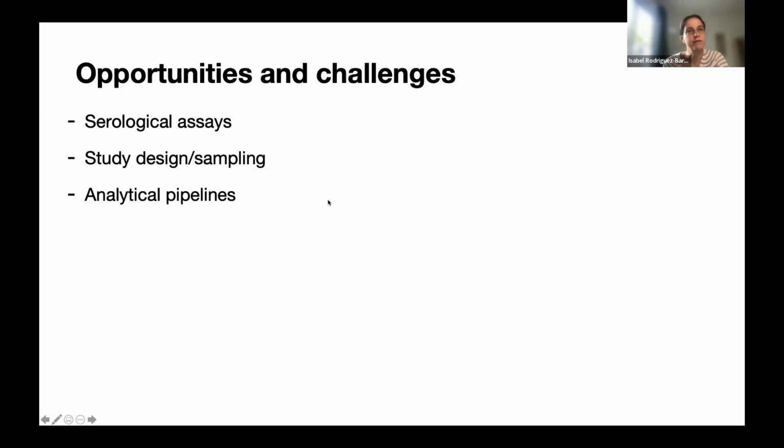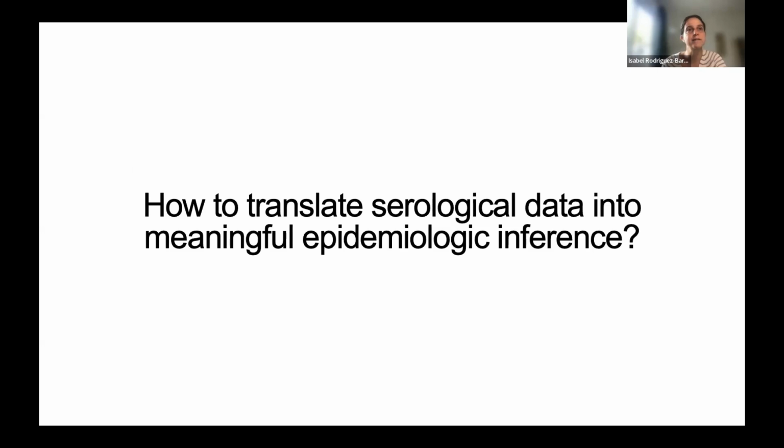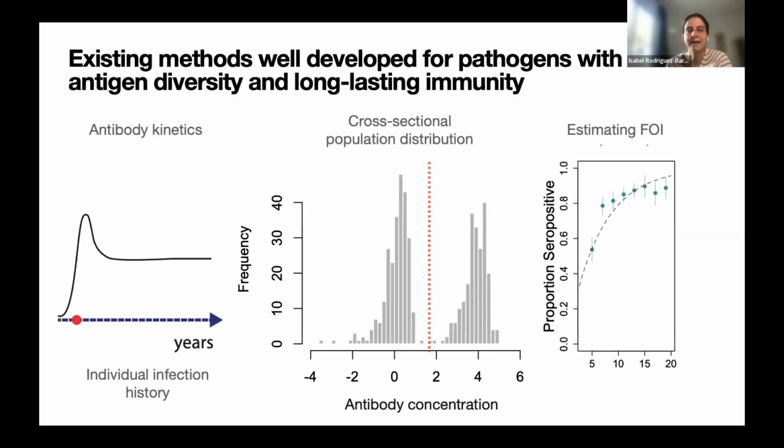So now I want to discuss briefly some of the challenges in analytical pipelines. And I think a question that is still open is really how to translate serological data into meaningful epidemiologic inference. There are very well established methods for pathogens that have low antigenic diversity and elicit long-lasting immunity.